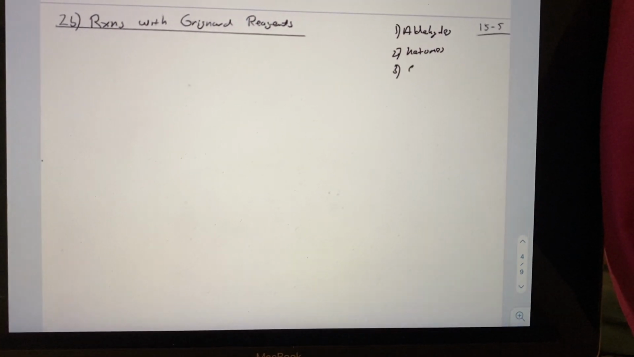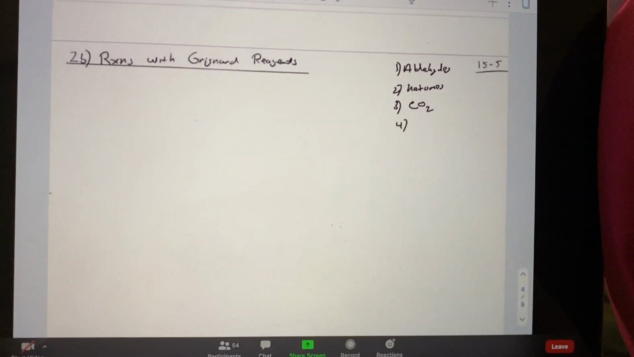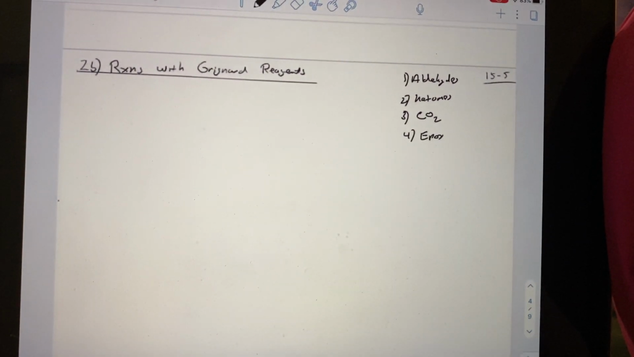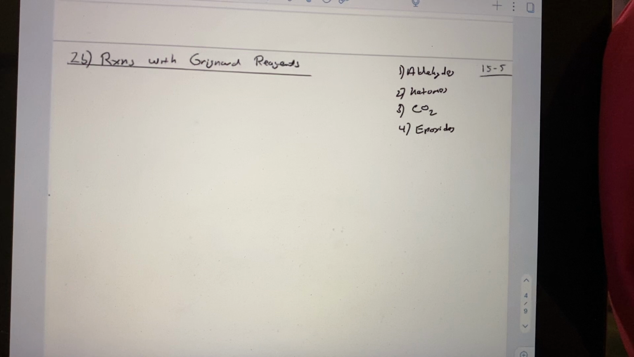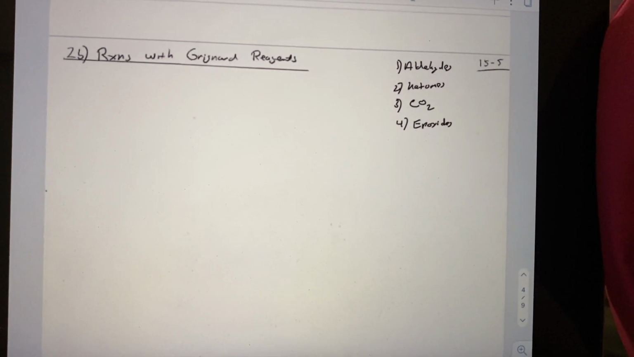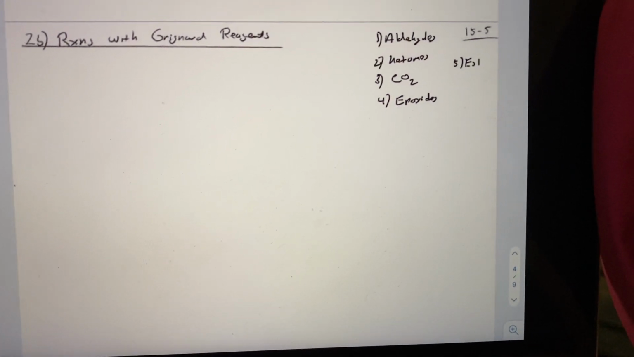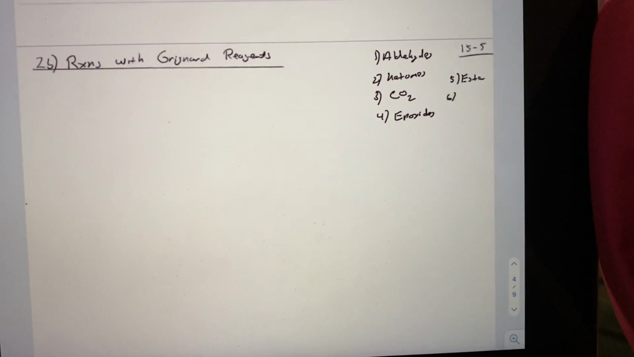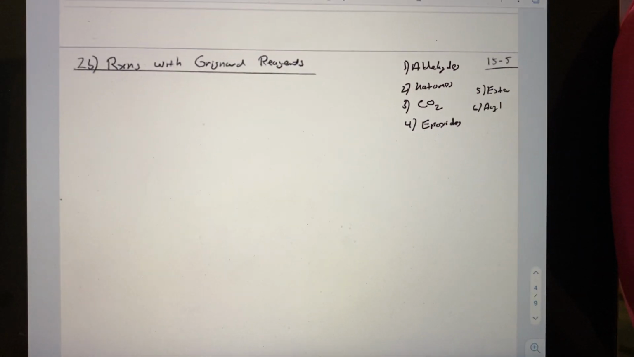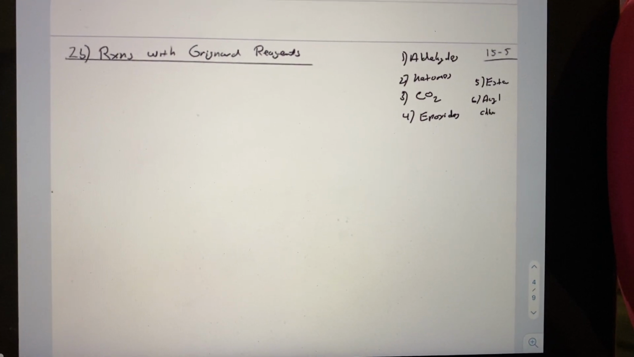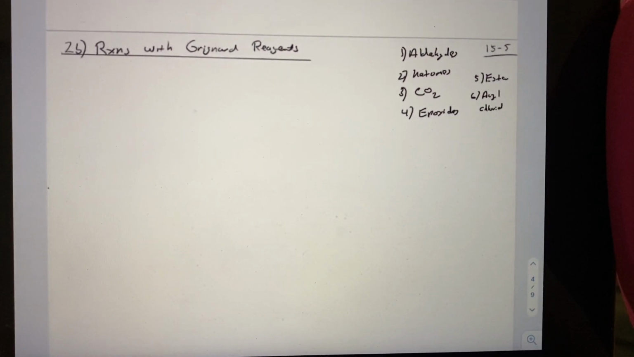How about something different? How about carbon dioxide? Epoxides. And let's put it over here, 5. Later, esters. Finally, 6, how about an acyl chloride or acid chloride?